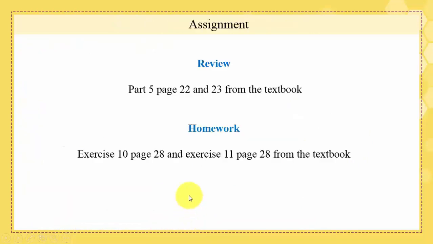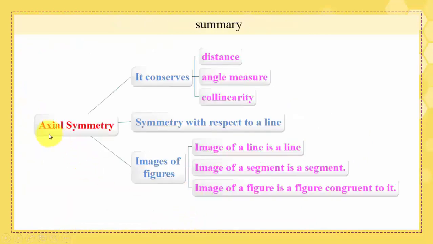This is your assignment. Summary. Axial symmetry, symmetry with respect to a line. It conserves distance, angle measure, collinearity. Images of figures: the image of a line is a line. The image of a segment is a segment. The image of a figure is a figure congruent to it.